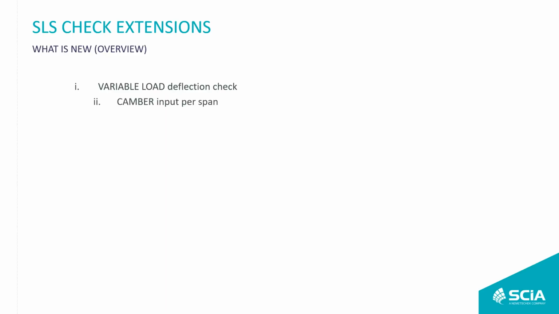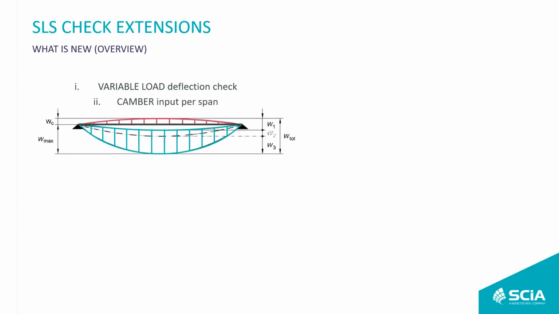We allow users to input camber on the beams. If we look at the standard image from the Eurocode, in the past, we only used to check the deflection per beam or per span. And today we are also able to split the deflection coming from dead load and live load and check the live load part as well against its dedicated limits. We also let users define camber.